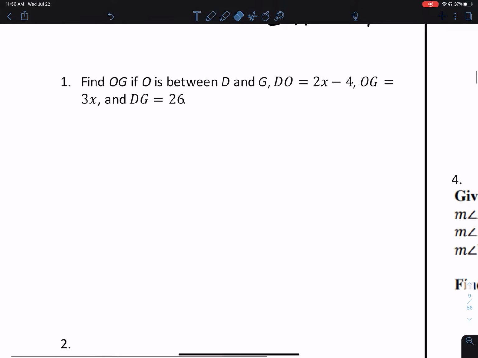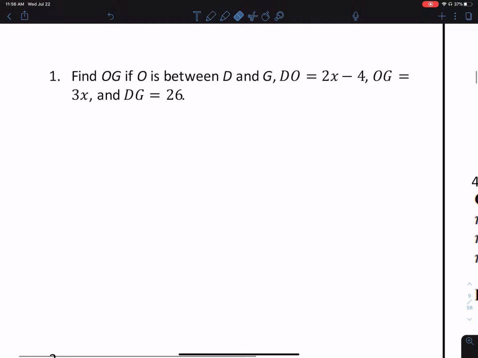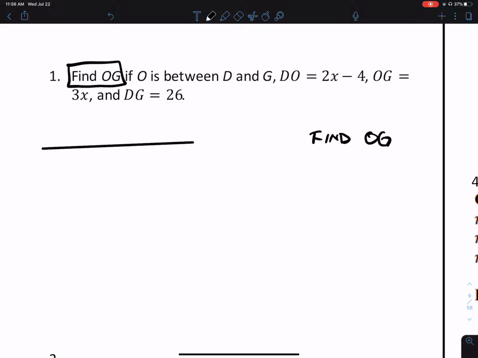Let's look at an example and see if we can put this into practice. Find the length of OG. I'm just going to write that off to the side. That's what I'm supposed to find. If O is between D and G, well, I should draw a picture. D is an endpoint, G is an endpoint, O is someplace between them. Doesn't mean midpoint, it means between.